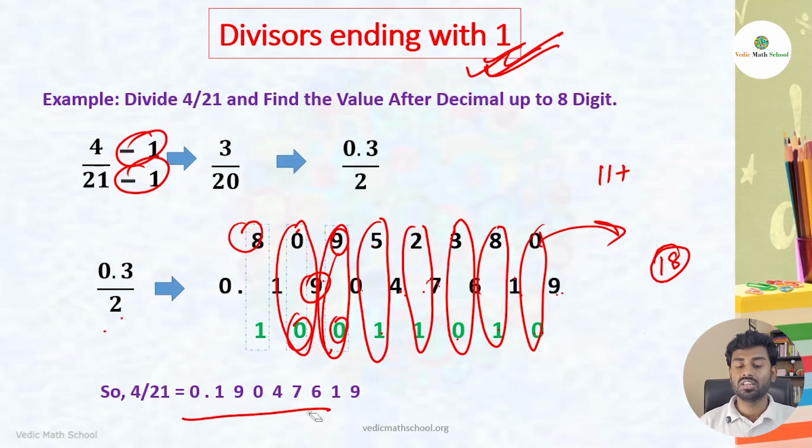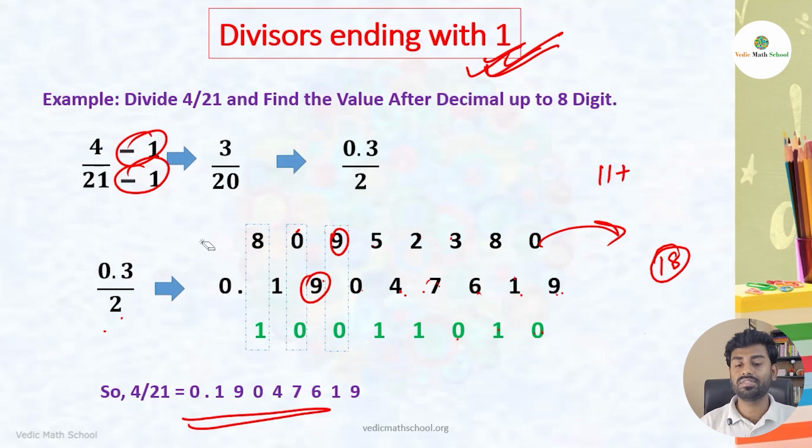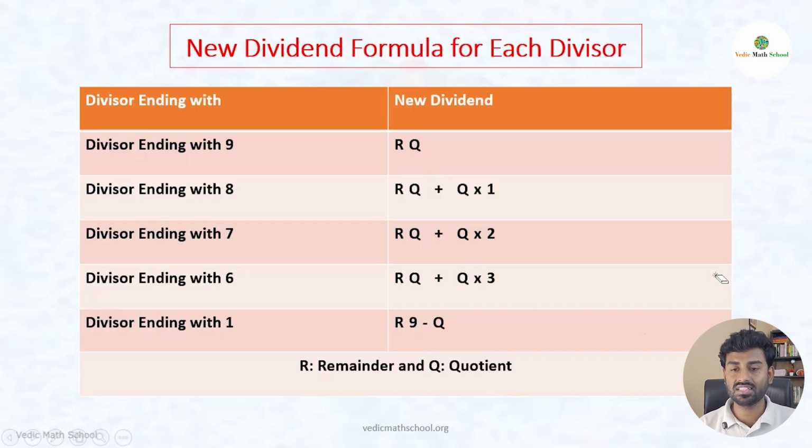So the answer is 0.19047619. This is the process. Till there, everything we had discussed. So what have we discussed till now? We discussed the numbers ending with 9, 8, 7, 6, and 1.